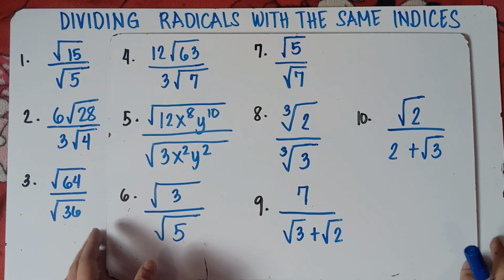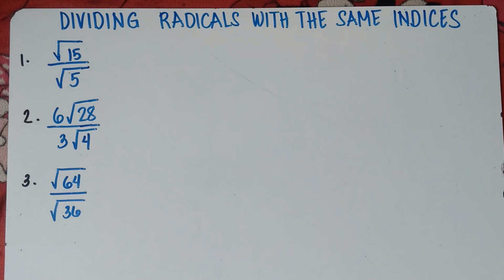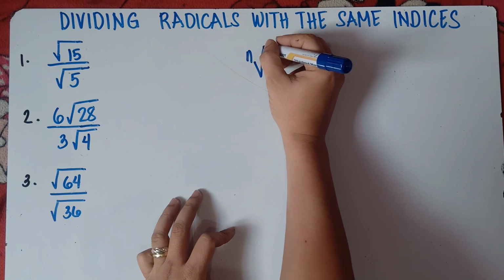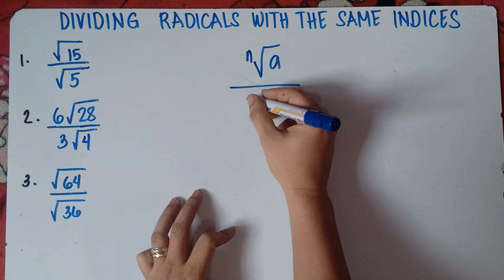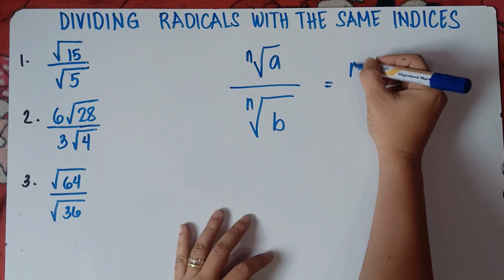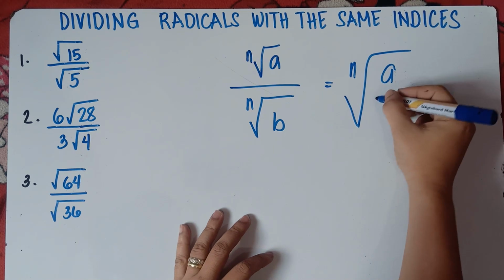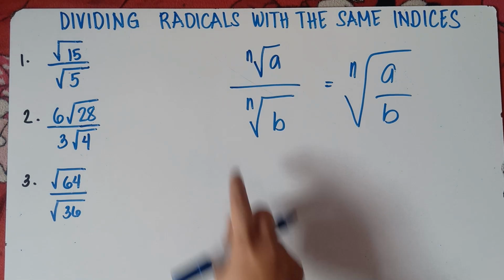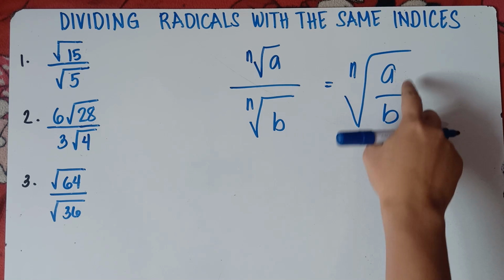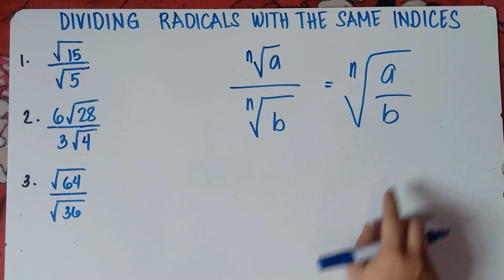Alright, let's start. In dividing radicals, the nth root of A divided by the nth root of B can be written as the nth root of A over B. So if they have the same index, just simply copy the index and divide the expression inside. That would be A over B.